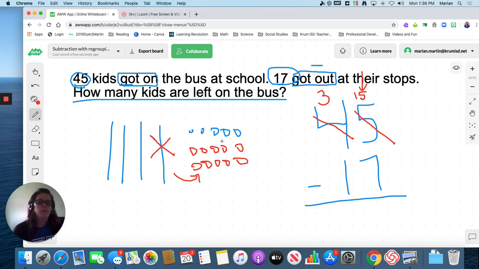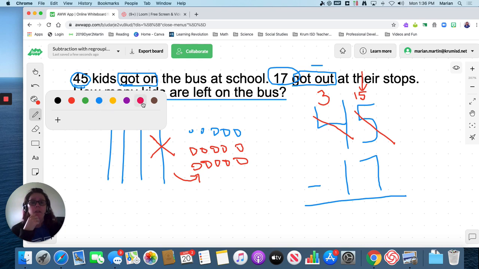Okay, now in the ones place we have 15. Do we have enough there to go ahead and take 7 out? Now we do have enough there. So I'm going to pick a different color so you can see that. And I'm going to just, on my model, cross out my 7 ones that I'm taking away.